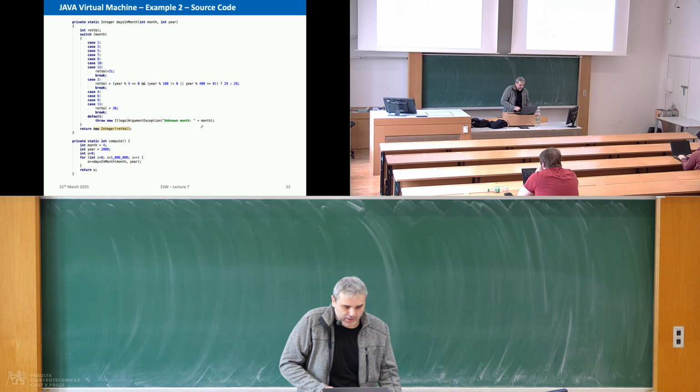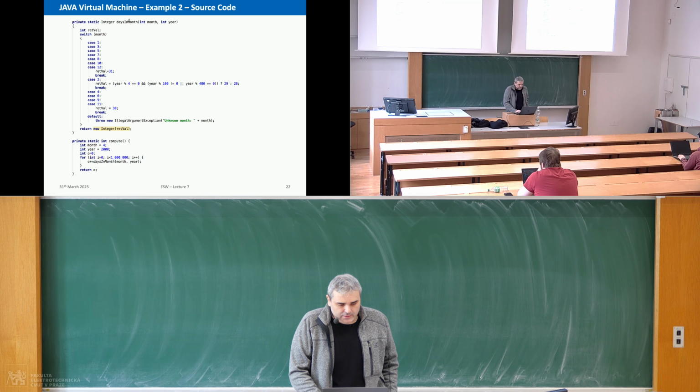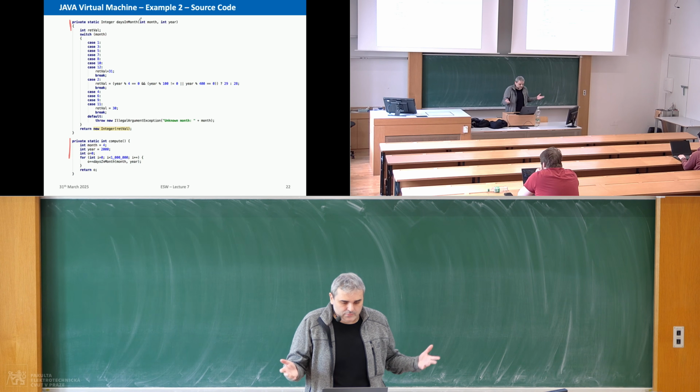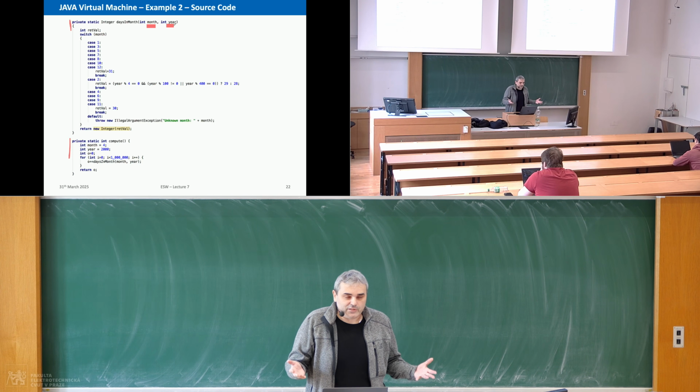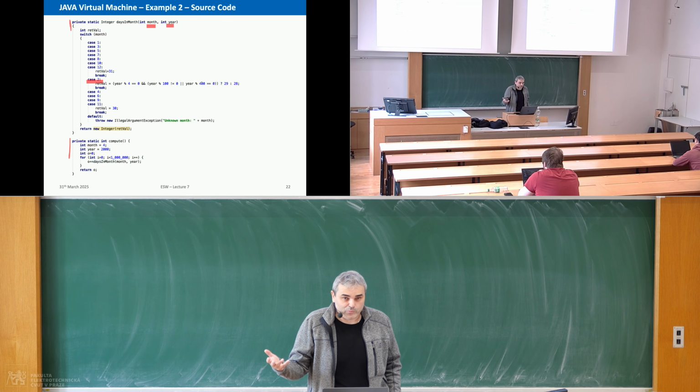So here we have the source code of example 2, and there is no enclosing class, just to save the space needed for it. We have just two methods here: daysInMonth, which is self-describing, returns the number of days in a particular month and year. Year is needed for leap years, right? So you can see that for February the year is used to compute the number of days.